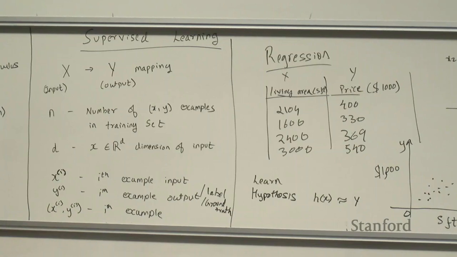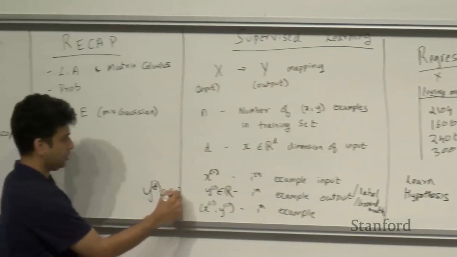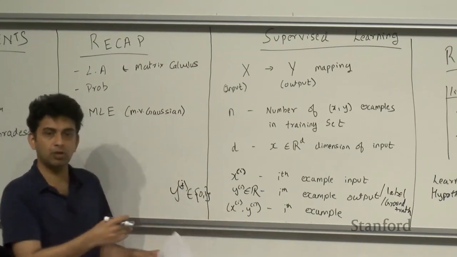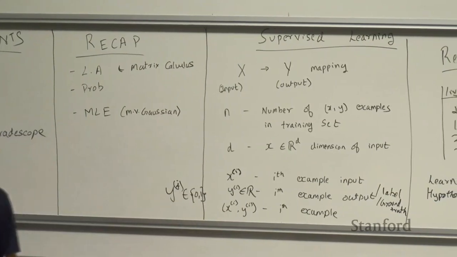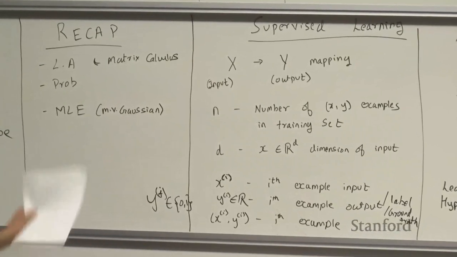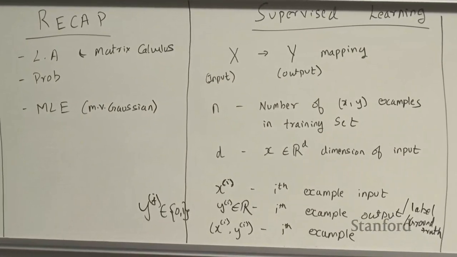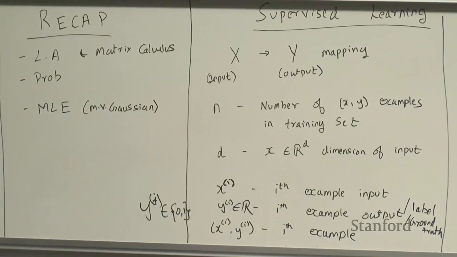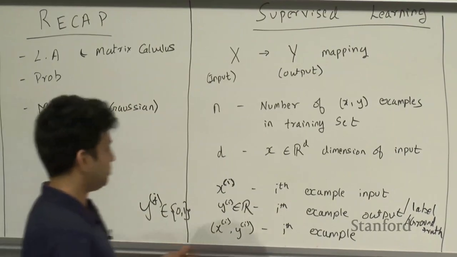And in the case of a regression problem, y^(i) will be a real valued number. In case of classification, y^(i) will be 0 or 1 if it's binary classification. If it's a multi-class classification, then y^(i) can take a larger number of discrete values. So this is to set up the terminology. Any questions about the terminology? If not, let's jump into supervised learning.